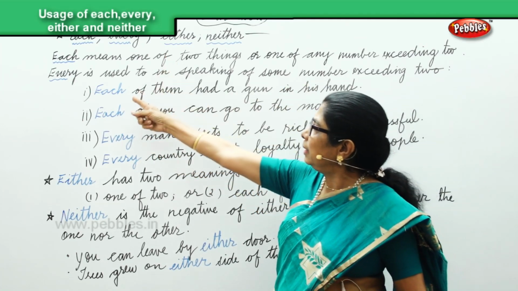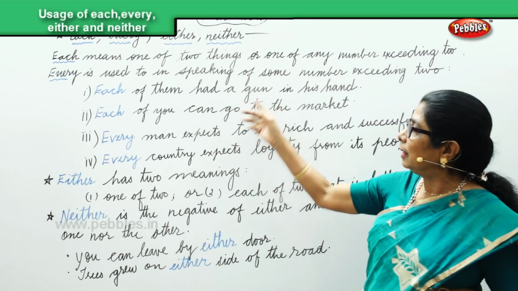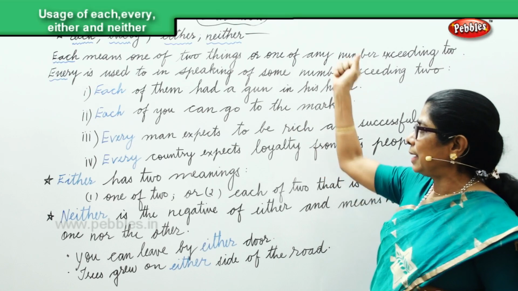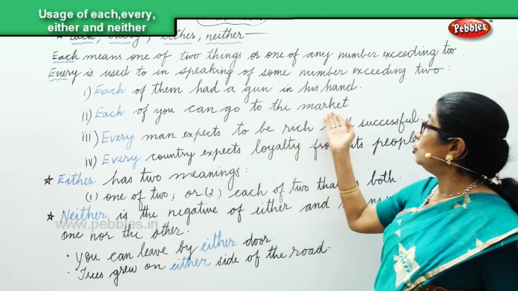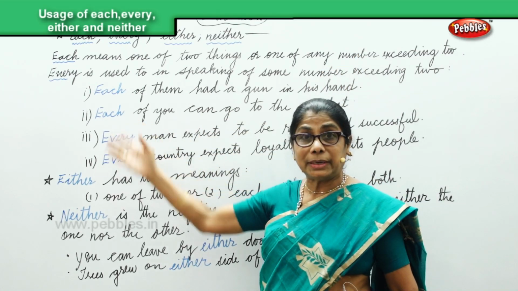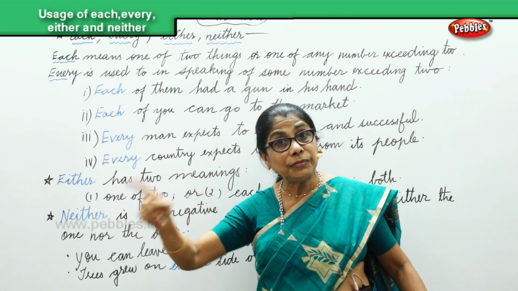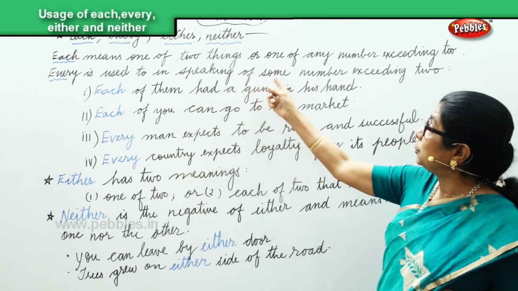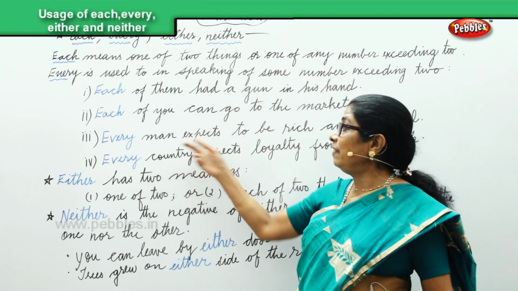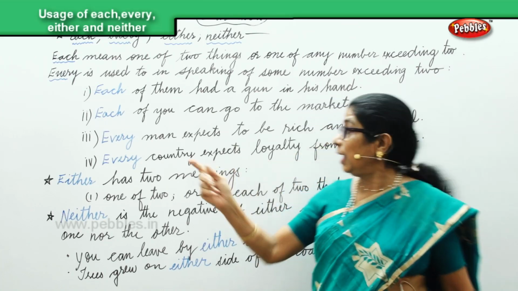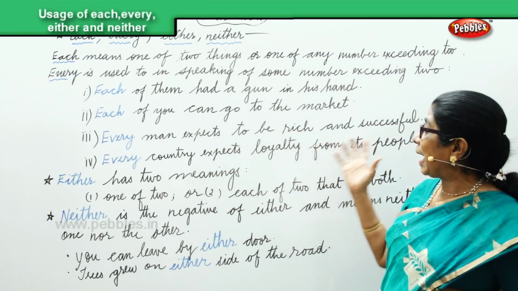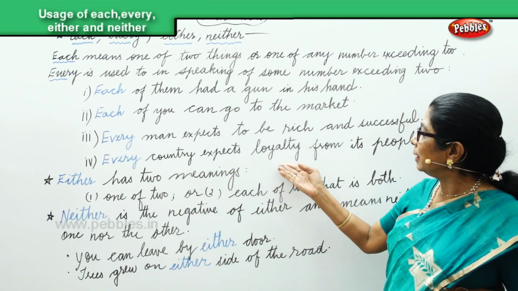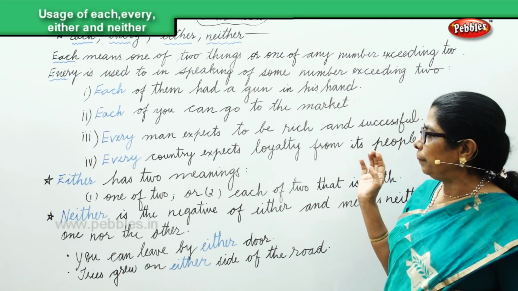For example, each of them had a gun in his hand. Each of you can go to the market. Here we do not know the number. When you say every, it is used in speaking of some number. Every man, that means each person, expects to be rich and successful. Every country expects loyalty from its people.